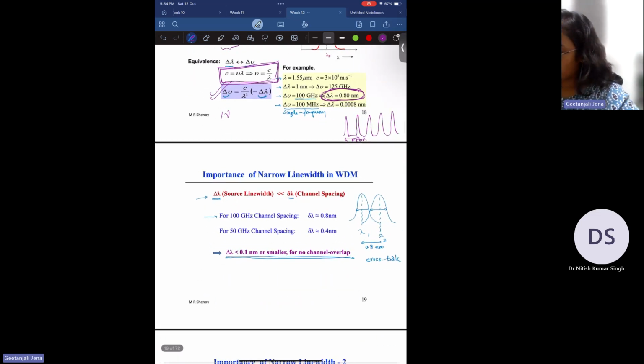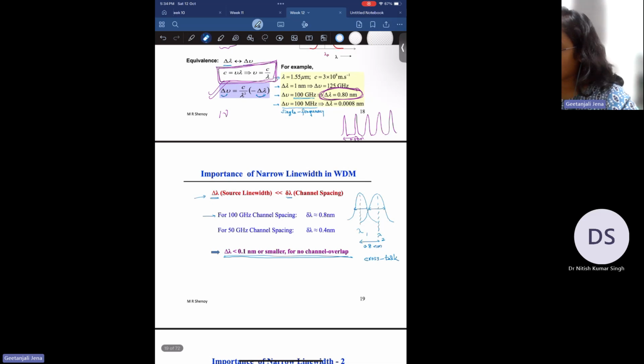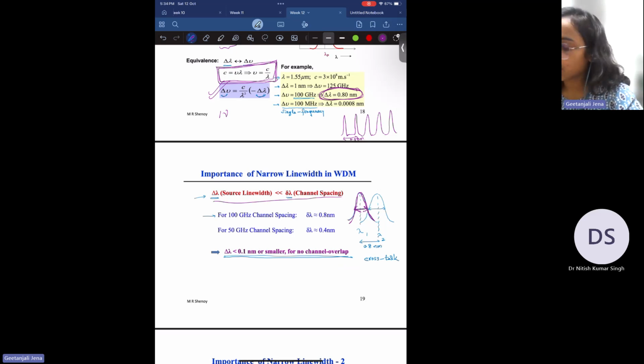And to differentiate the different channels, the line width of the source should be smaller than the channel spacing so that it doesn't overlap with the different channels. That is why we want the source line width to be much less than the channel spacing.